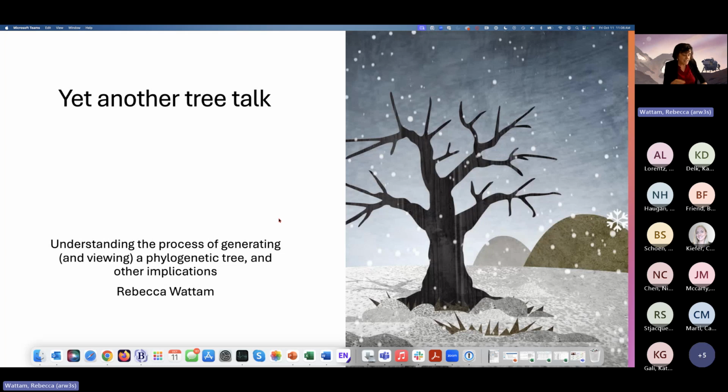So today we're going to step through generating trees, the data behind them, the different algorithms you can use, and what happens once you get the tree. How do you interpret it? What kind of things should you be looking for and thinking about?